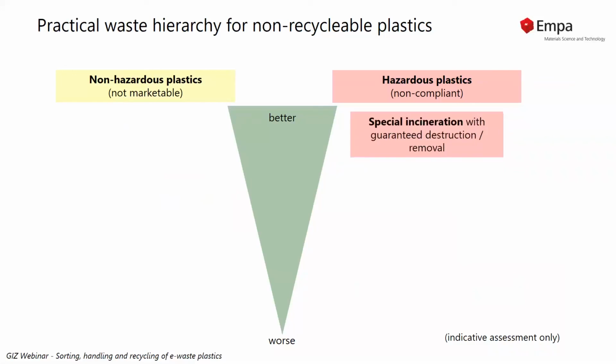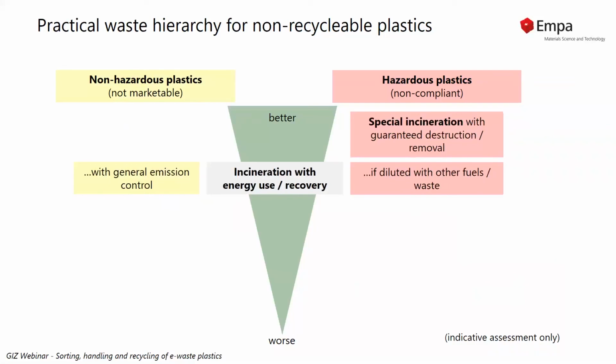For hazardous plastics, the best thing to do, and actually one of the only really best applicable technologies, is what I would call, in a very simple way, special incineration. So that is an incineration at a high temperature with specific air scrubbers and a guaranteed destruction of the hazardous substances, or a removal into a specific waste fraction coming out of the incineration.